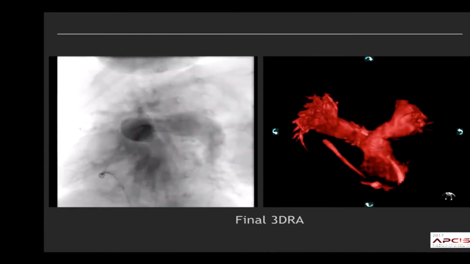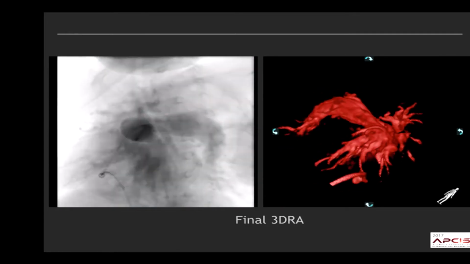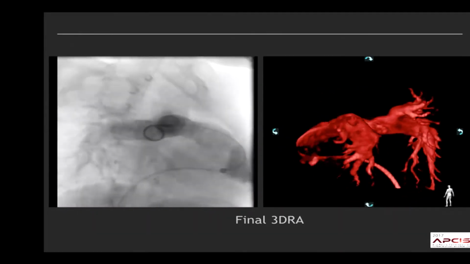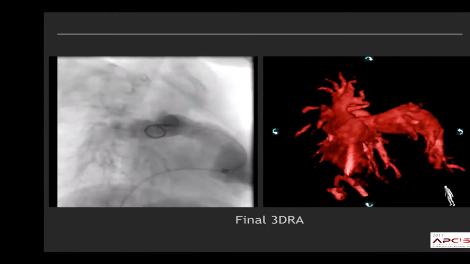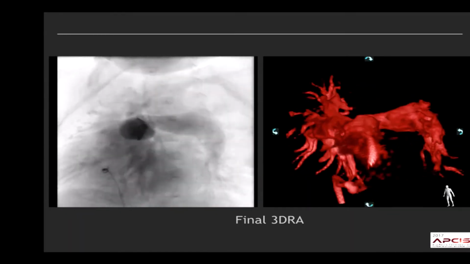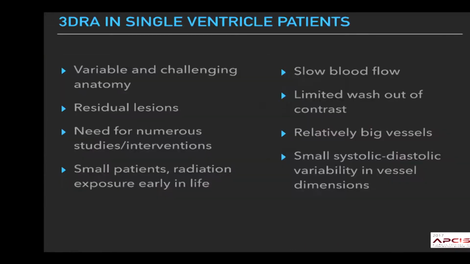final assessment, so rotational angiography again, no pacing, so you can see that there is some washout of contrast, but despite that, we still can have very nice 3D reconstruction with improved proximal diameter of the pulmonary artery. So there is another way to perform that intervention.